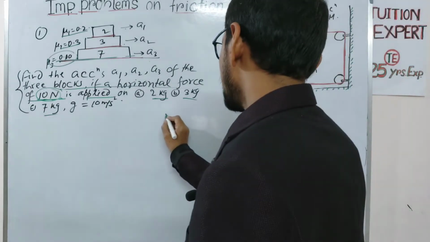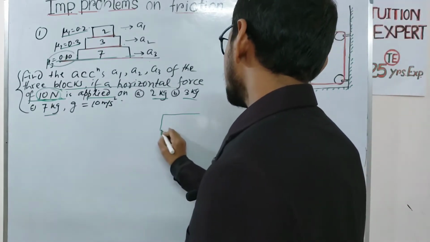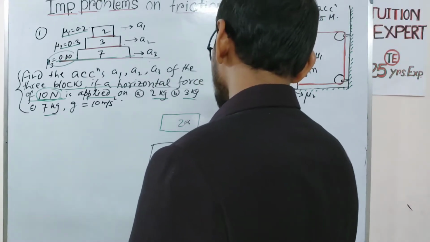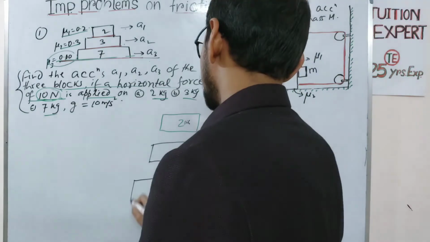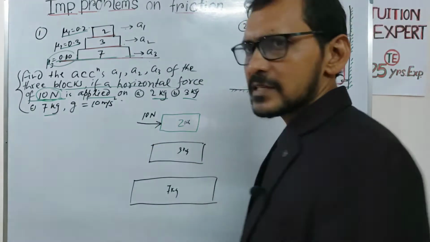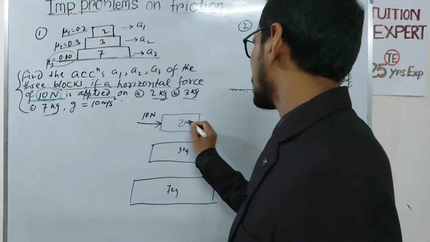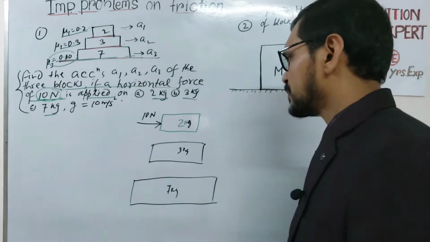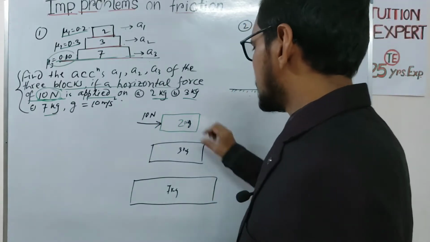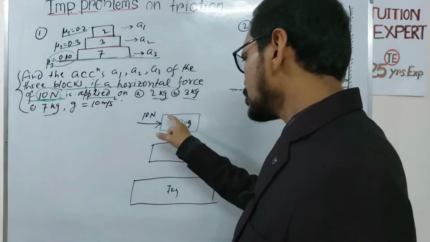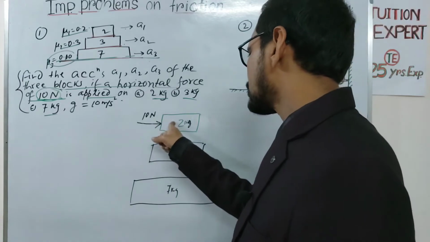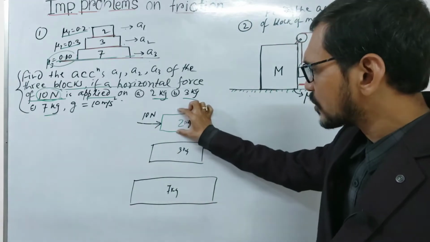So let us draw the free body diagram: the 2 kg, 3 kg and 7 kg blocks. The 10 Newton force acts on the 2 kg block. I have told in my video on block on block in the friction chapter that when a force acts on a block, the block on which the force is applied will move first. So among the three blocks, 10 Newton acts on the 2 kg block, so the 2 kg block moves first.